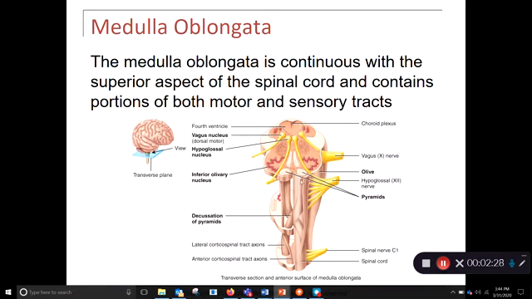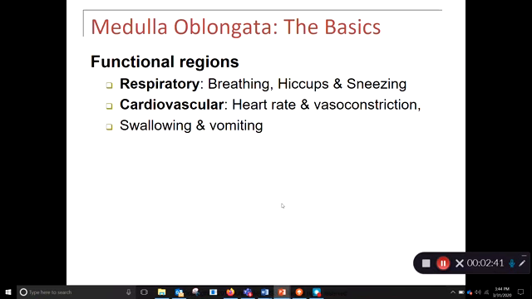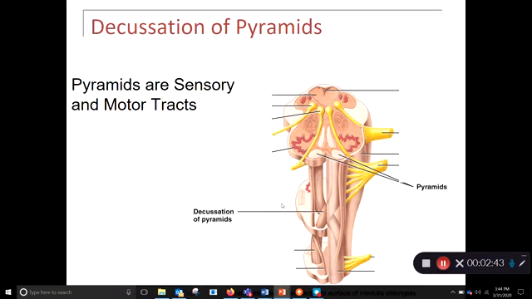In fact, a lot of these tracts go through the pyramids. These pyramids right here have a very special and unique function, and that's this. This is called the decussation of pyramids. Decussation just means to cross over or to make an X. So this structure right here explains why when you have a stroke on the right side of your brain, the left side of your body is affected.